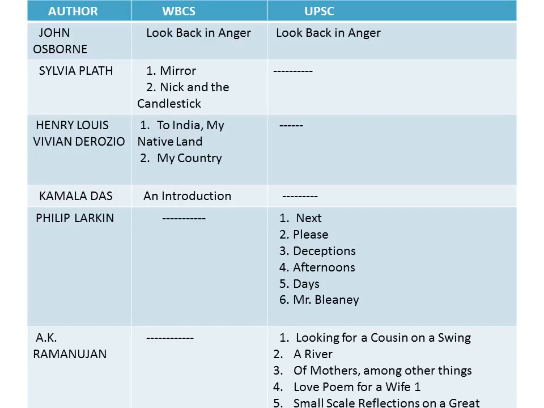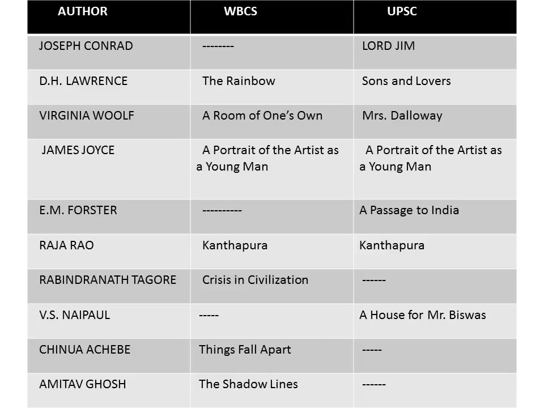Whereas UPSC has included Philip Larkin and these 6 poems by him: Next, Please, Deceptions, Afternoons, Days, and Mr. Bleaney. And A.K. Ramanujan's Looking for a Cousin on a Swing, A River, Mothers Among Other Things, Small-Scale Reflections on a Great House, and Obituary. I'm sorry, the slide got forwarded a little quickly.